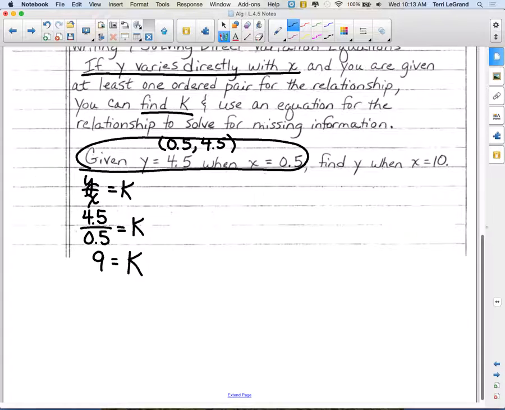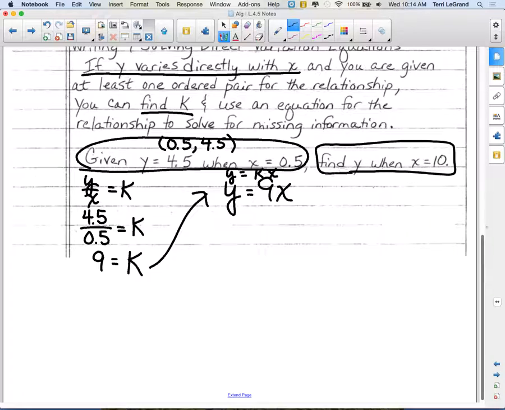So now that we know our k value, now we can write an equation. So we'll just go up here, we'll write our equation y equals 9x. K is 9. Y equals kx, remember, is the model. So maybe you want to write that above it. Y equals kx. That's the model for direct variation. We know that k is 9 now. So now that we know that k is 9, we should be able to substitute in, and for this relationship, find y when x equals 10.